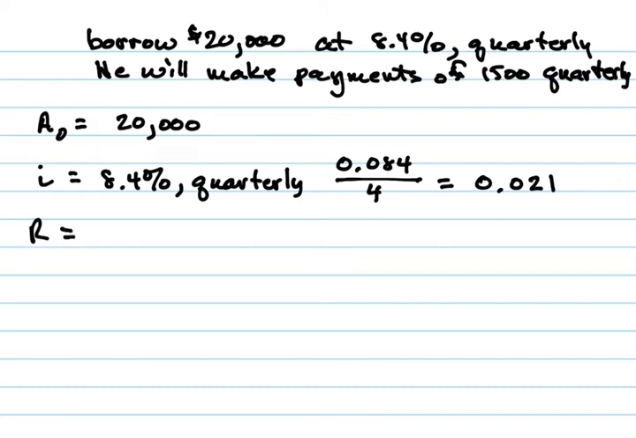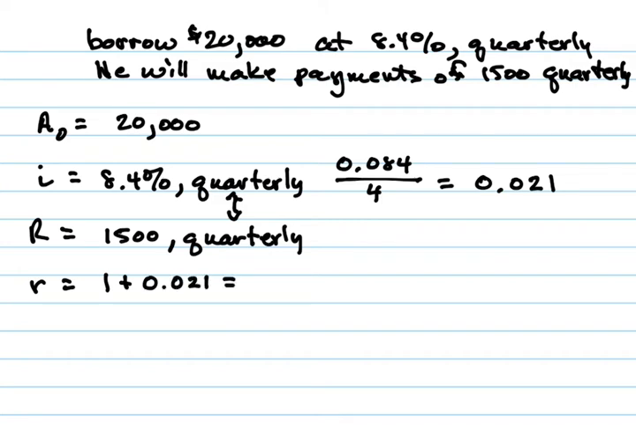We also need to list our repayment amount, and that is $1,500, and he's also paying it quarterly. Be sure to check that those two match. If not, you're going to have to make them match. And then finally, in order to be able to use our formula, we need our R value, our lowercase r, which is simply 1 plus your i, which simply puts a 1 in front of your i value. Okay?